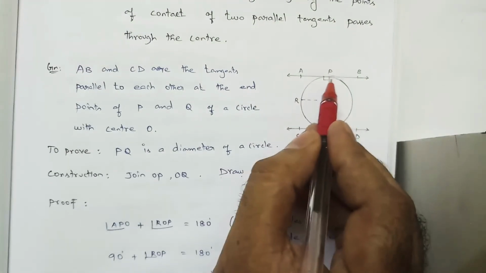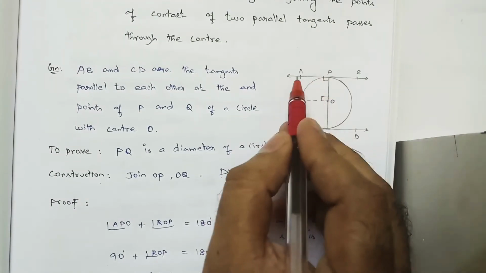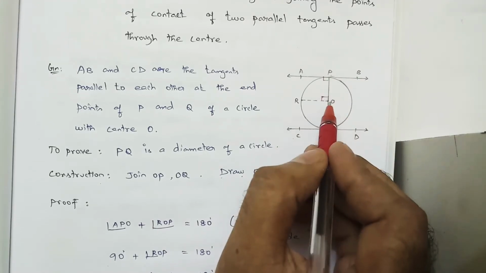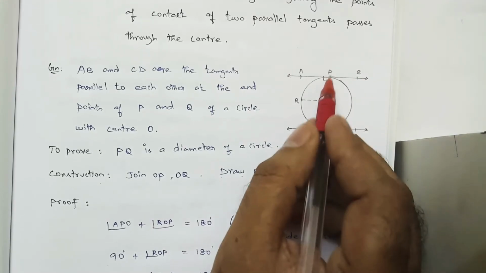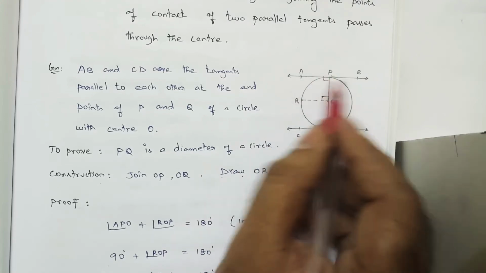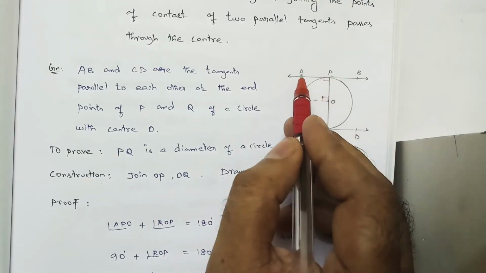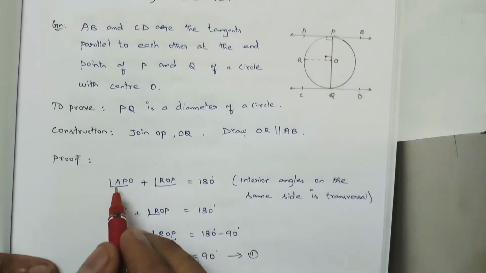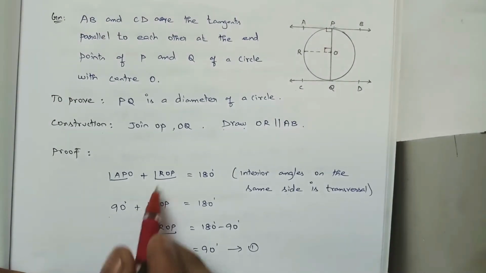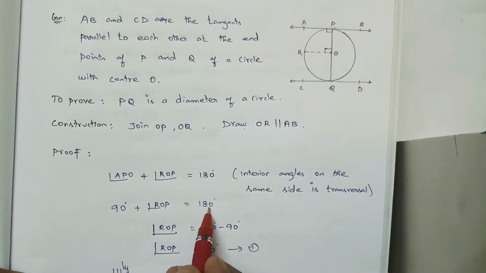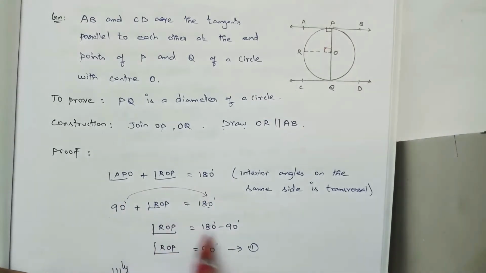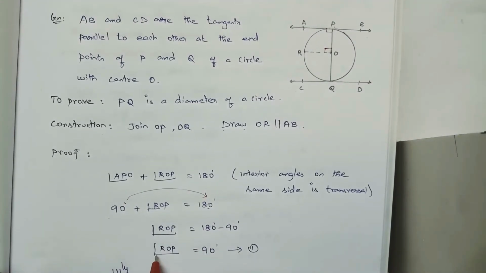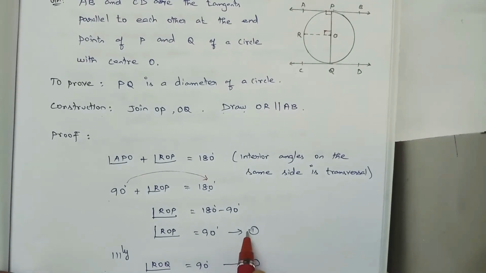How? Because AB is a tangent and OP is a radius, and the radius is perpendicular to the tangent. So angle APO is equal to 90 degrees. Substituting 90 degrees for APO, 90 degrees plus angle ROP is equal to 180 degrees. Taking 90 degrees to the RHS becomes minus 90, so angle ROP is equal to 90 degrees. Take it as equation number 1.